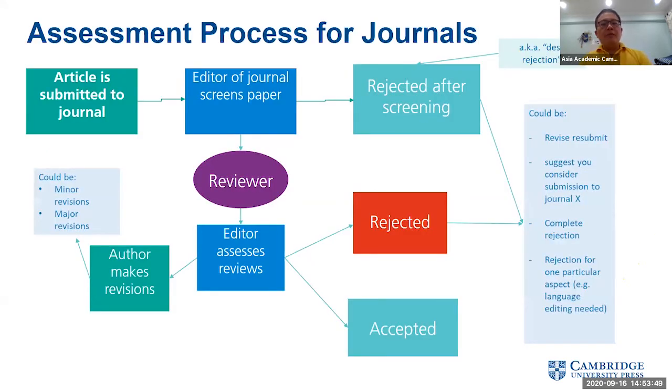So over here, I have a workflow for you, so you can see how the paper moves along. It moves to the editor, who screens the paper and sends it out for review. Then the editor will assess the reviews, the author revises, and it is sent back to the reviewers again. And when the reviewer says okay, then you can get it accepted and published.